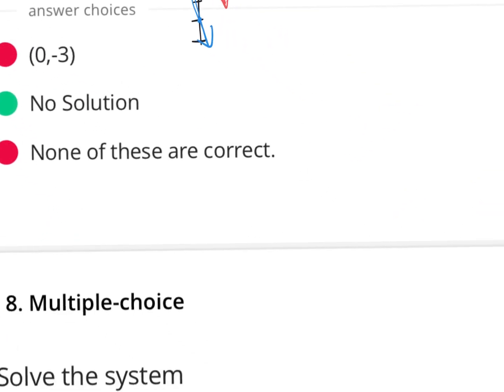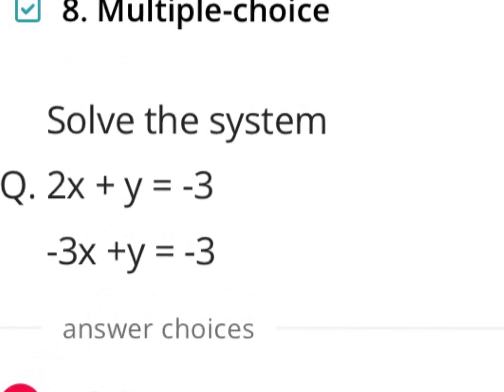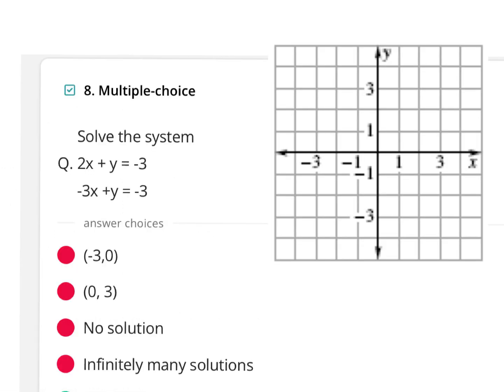Okay? Number 8, solve the system. Same deal. Let me actually get some graph paper. Okay, so let's graph this. The top equation, we're going to get y by itself by subtracting 2x, rewriting it. It's going to be y equals negative 2x minus 3. I'm going to give you graph paper on the quiz. You could just rewrite it and then graph it. It crosses at negative 3. From that point, I go down 2 over 1, and put a dot right there.